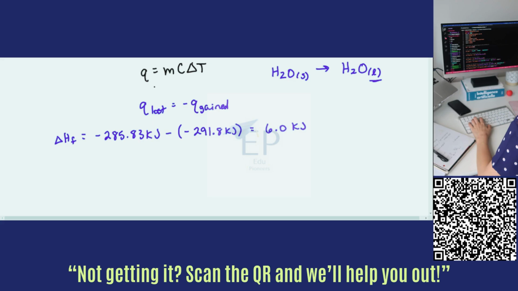We're also going to calculate the delta T. They told us that this started at 25 degrees Celsius and ended at 0. So remember, this is T final minus T initial. So 0 minus 25 is a negative 25 Celsius. That is my delta T.